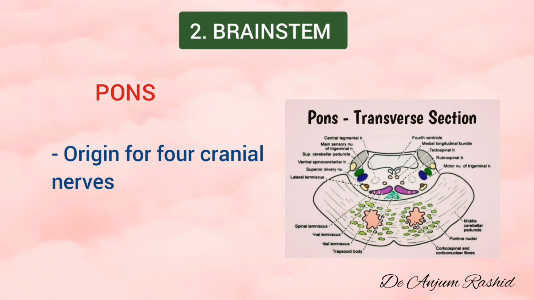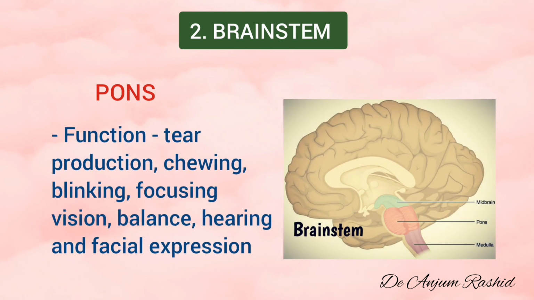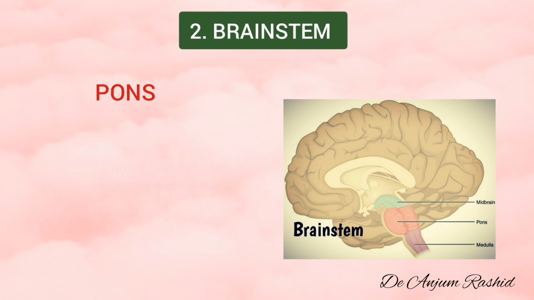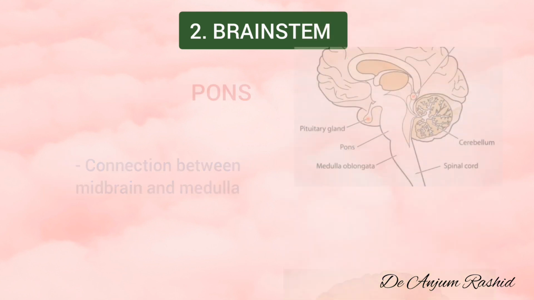Next part of the brainstem is the pons. It is the region for 4 of the 12 cranial nerves, which enable a range of activities such as tear production, chewing, blinking, focusing vision, balance, hearing, and facial expression. Pons is the connection between the midbrain and the medulla.